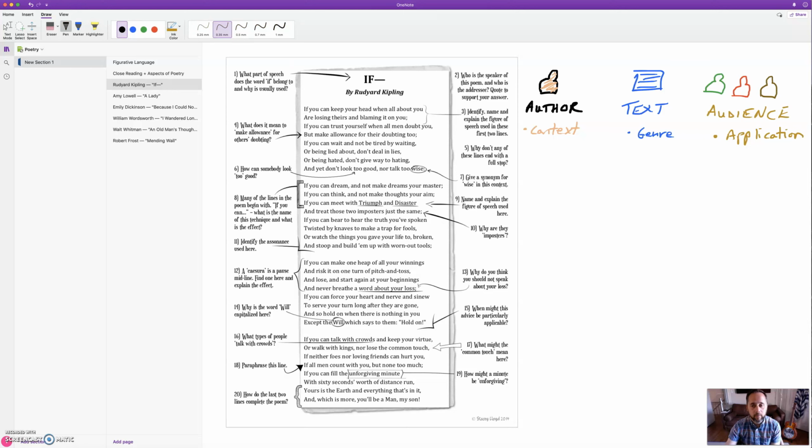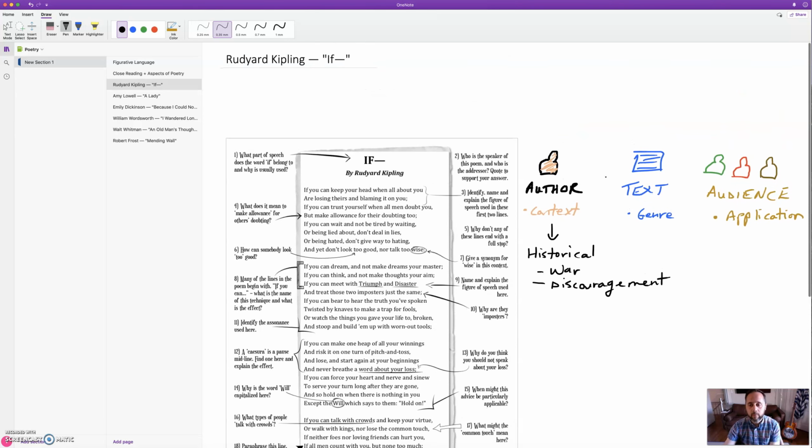Okay, so there's a historical context, and what it had to do with war and discouragement. So actually, I'm thinking I should have written all these up there, so I'll try to use all this white space.